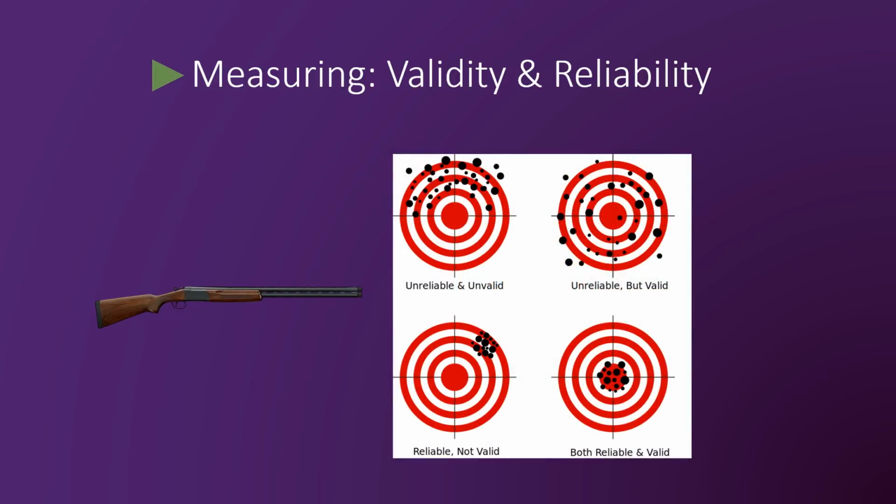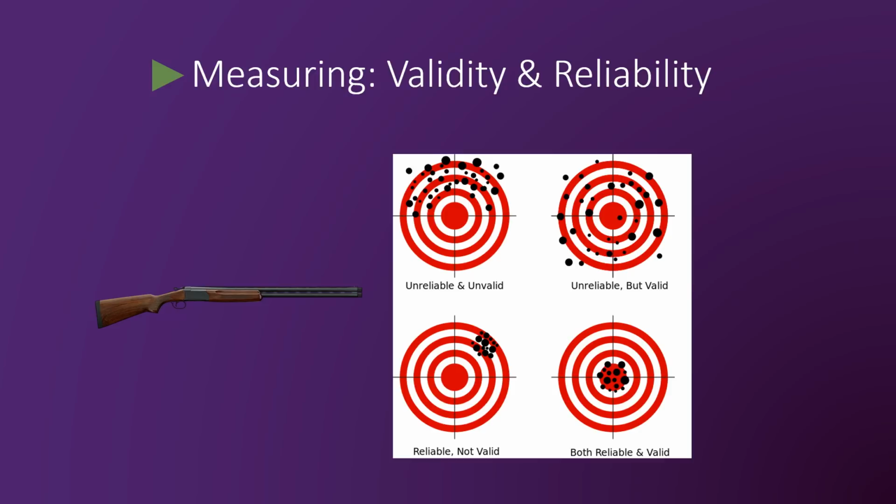Here are some results that we might get when we shoot this shotgun. In the top left corner, you see an example of something that's both unreliable and invalid. So this is not what we want, obviously. We missed the target and we are all over the place. So it's unreliable because it doesn't measure the same thing every time. In other words, the bullets are not in the same spot here.